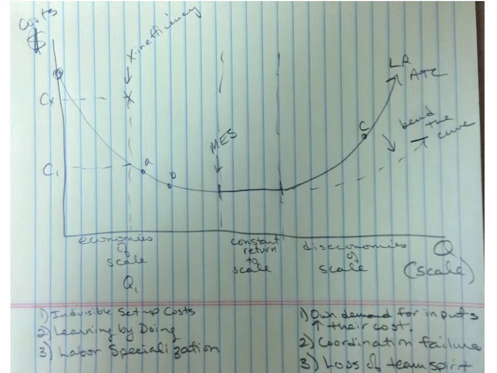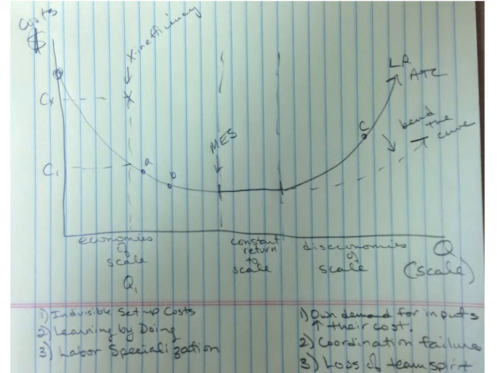Welcome. I want to explain the long-run average total cost curve. And here, we're starting on our y-axis with the costs and our x with scale. And we see how costs decrease. These are called economies of scale. Stay the same, and then begin to increase as scale increases.